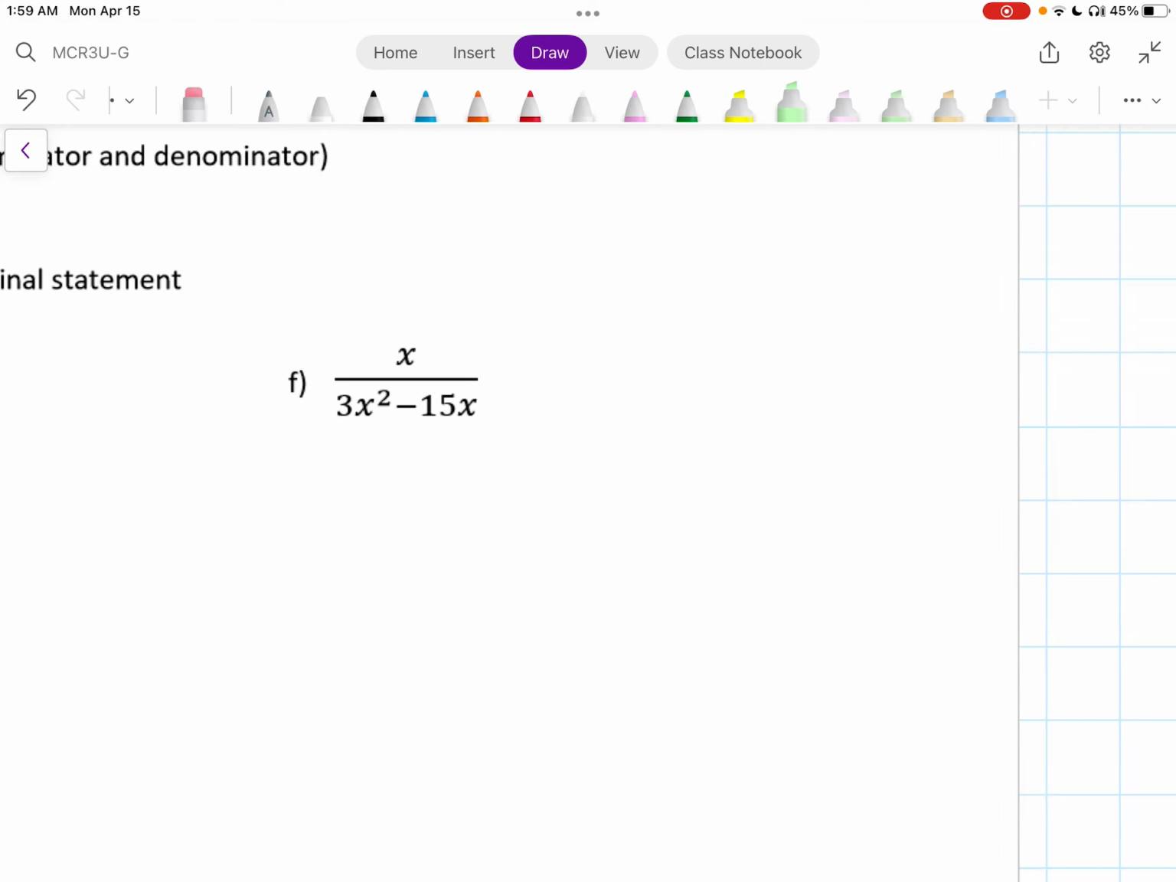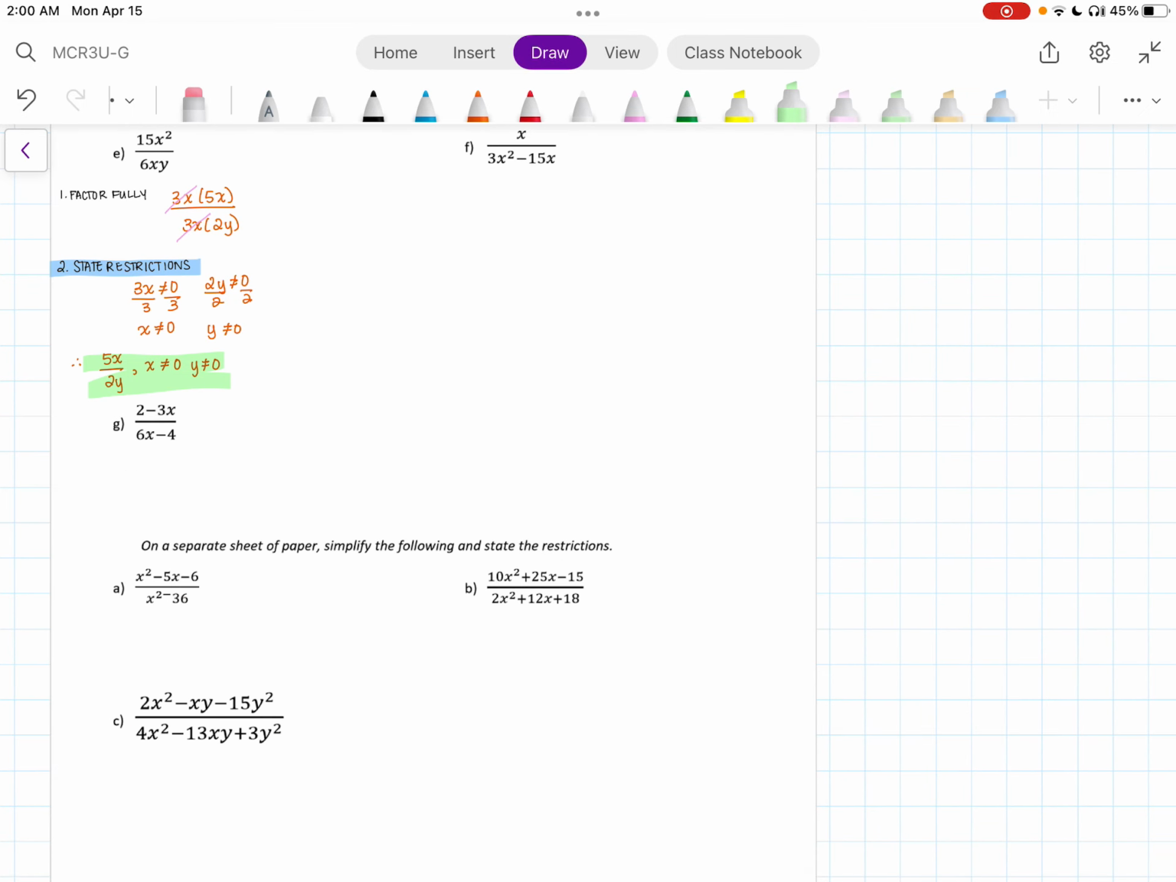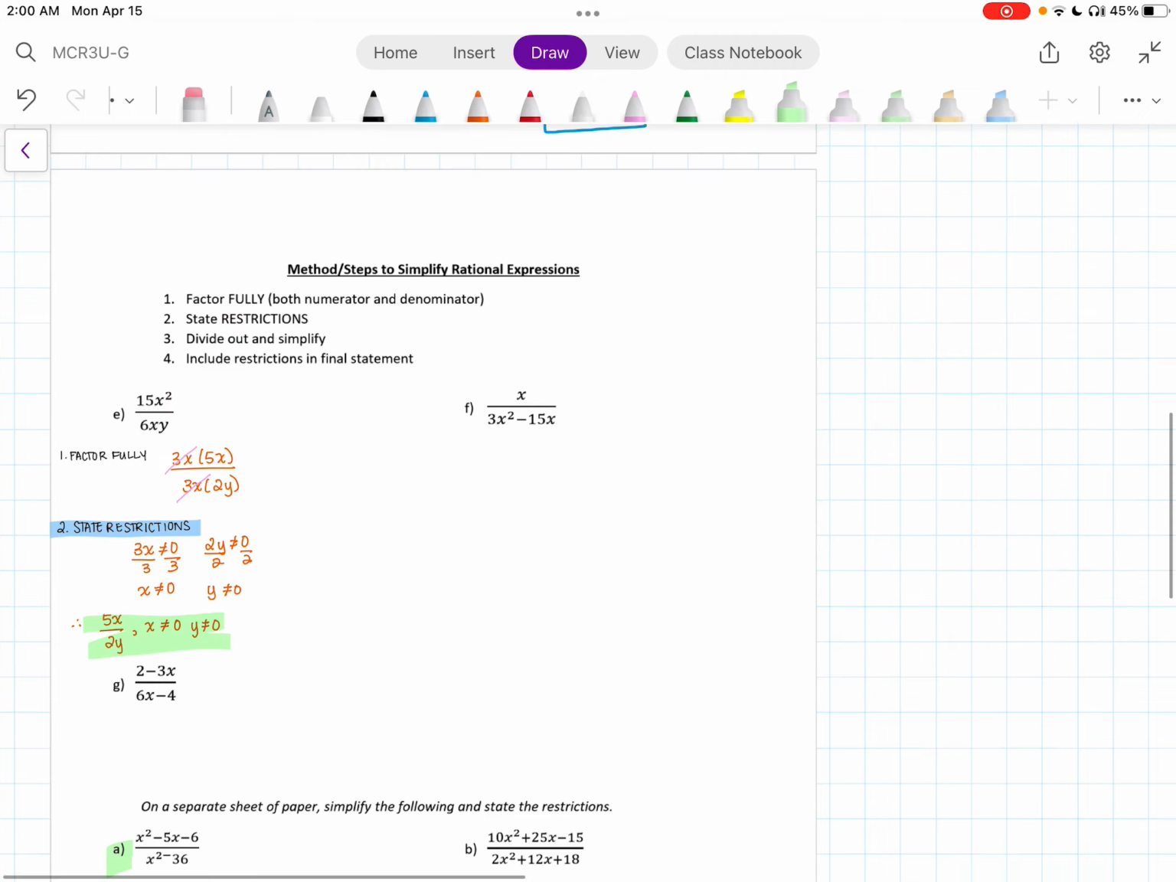So try doing F on your own as well as G, and then the ones that I've pointed out to do on a separate piece of paper. I'll go through F and G with you. The answers for the other ones are posted. I'll go over A with you, but I would like you to try the rest on your own and then just review the answers.